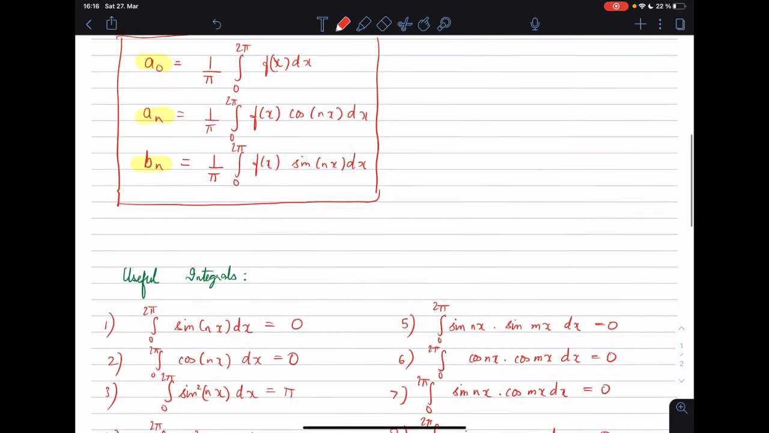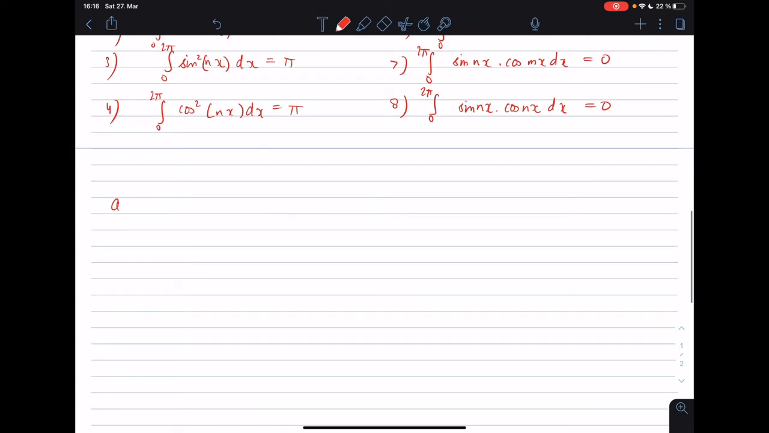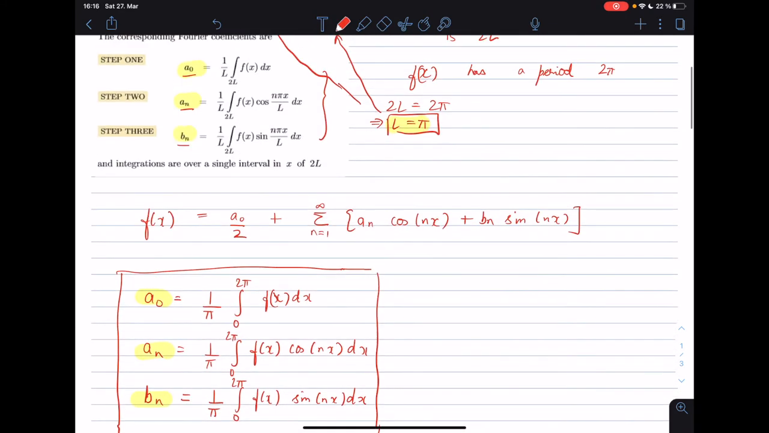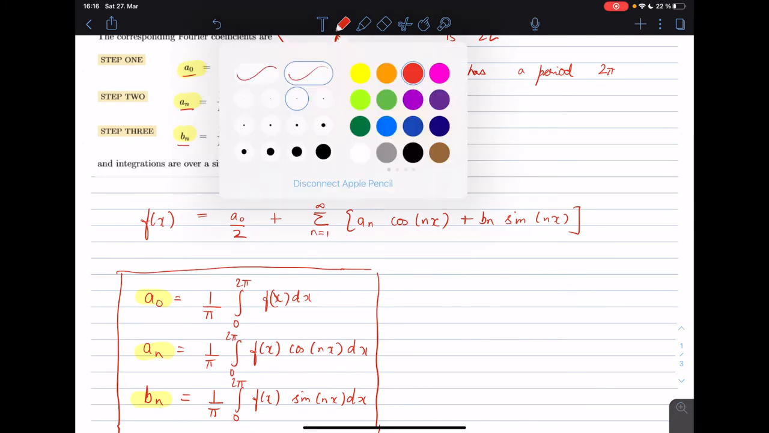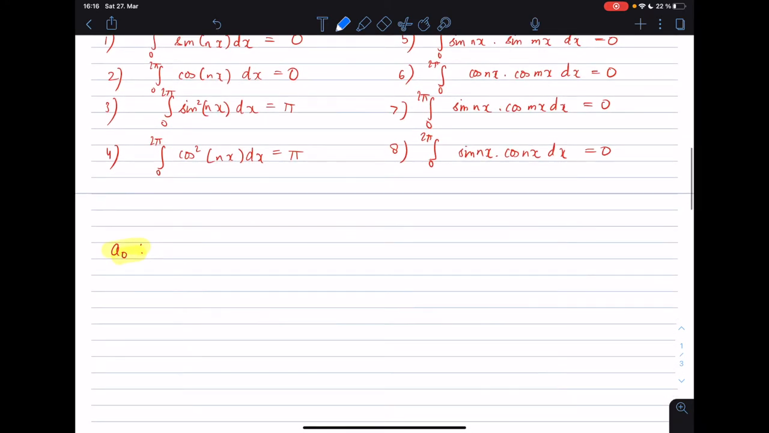So as I said, we will first derive the first Fourier coefficient, that is a naught, or rather the formula for a naught. So what we do is we multiply our equation over here. Let's call this equation 1. So we multiply our equation, we don't multiply it by anything. What we do is we just integrate both sides of our equation.